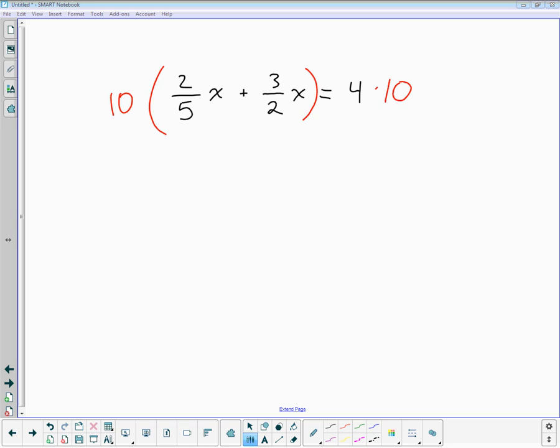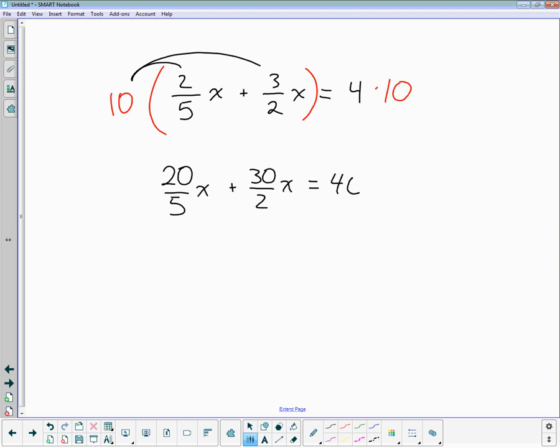Let's try this. So what's 10 times 2? 10 times 3. 10 times 4. Now, we divide them all. What's 20 divided by 5? How much? 4. 30 divided by 2.